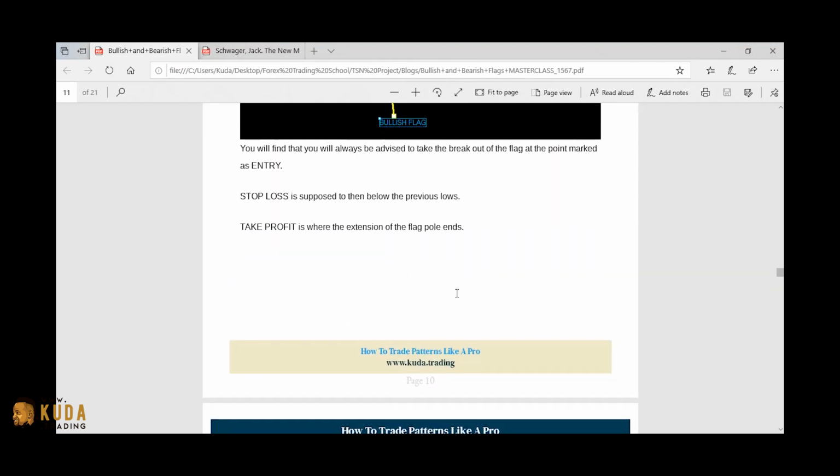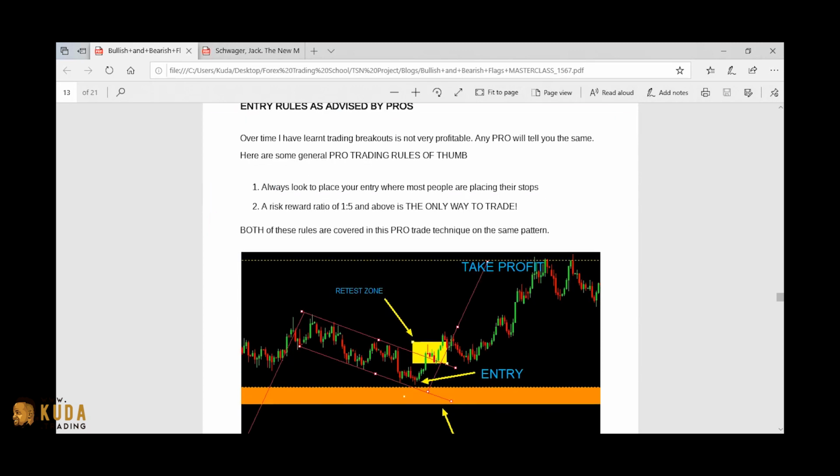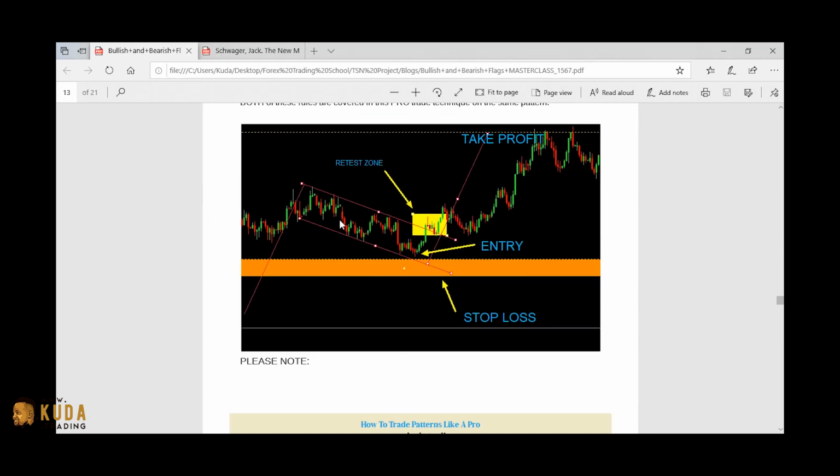In fact, we can actually do this from the ebook. Here it is. You need to place your entry on the support of the flag, after it's made its third touch, 1, 2, 3. You have to be looking to place entry here, stop loss slightly below. Now the orange bar, that's your risk. So that's your entry, your stop loss is here, and look at just how small that risk is in relation to your reward, right?